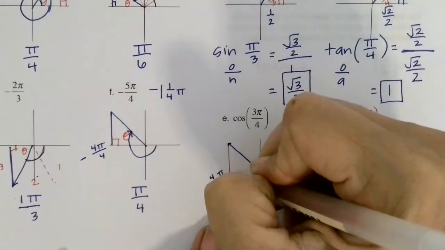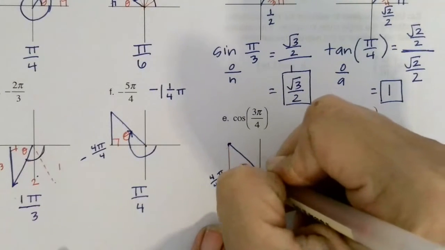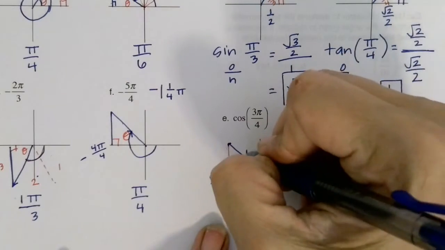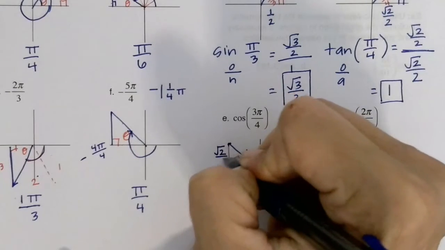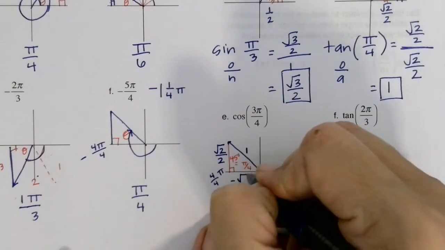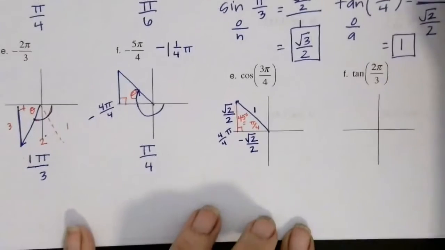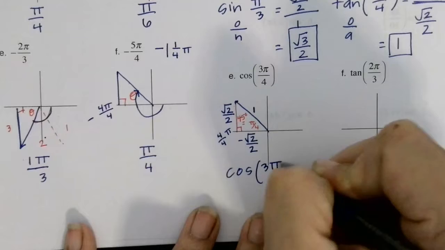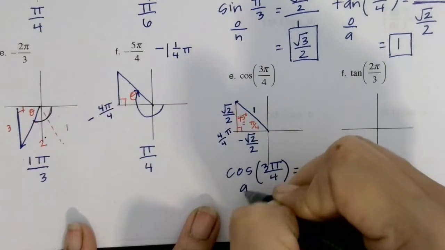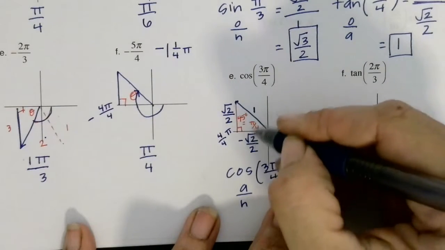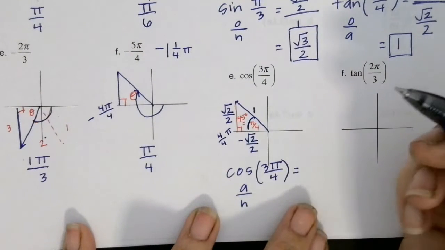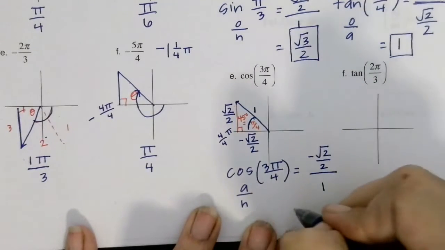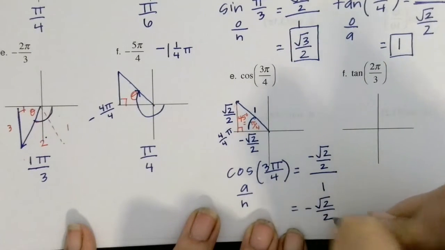I'm going to drop that down. Remember, reference angles are always positive, so that's still pi over 4, or 45 degrees. Hypotenuse is always 1. Positive y values because I went up, but negative x values because I went to the left. Okay? Cosine of 3 pi over 4 equals adjacent over hypotenuse. So adjacent to my reference angle, which is always with the x-axis, is negative root 2 over 2, and the hypotenuse is 1, so that's just negative root 2 over 2.